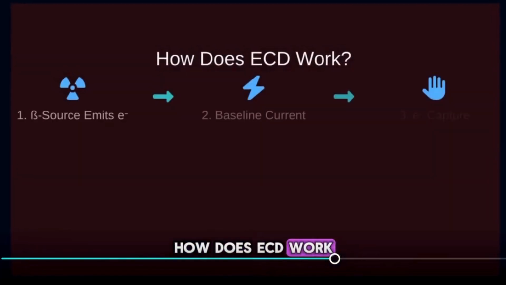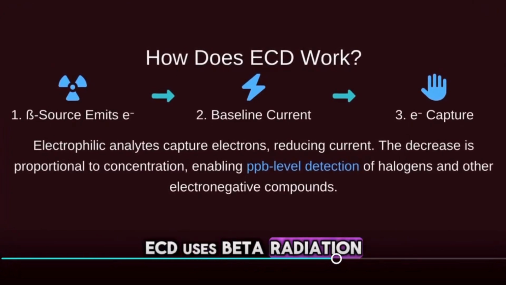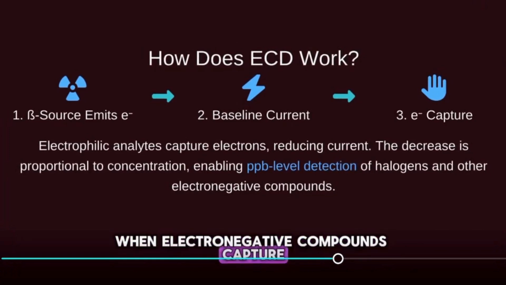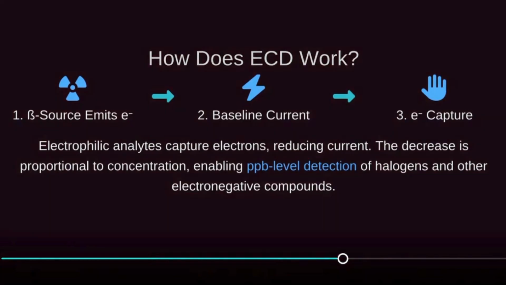How does ECD work? The electron capture detector, ECD, uses beta radiation to emit electrons. When electronegative compounds capture these electrons, the signal drops. That drop tells you how much of the compound is present, even in parts per billion. ECD is your go-to for detecting halogens, pesticides, and pollutants.